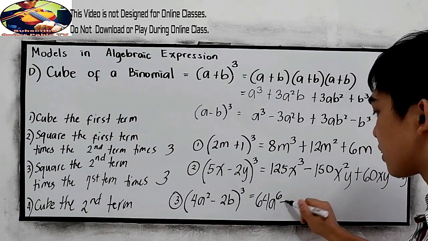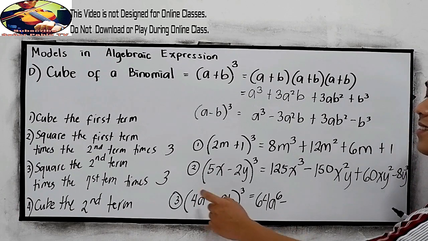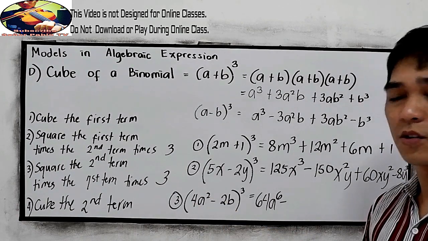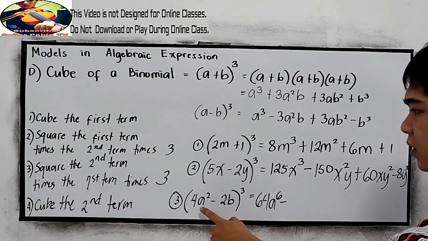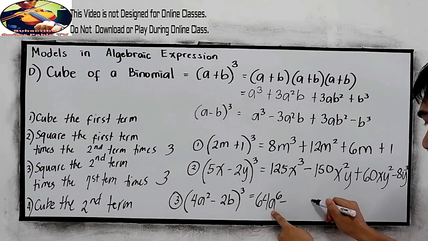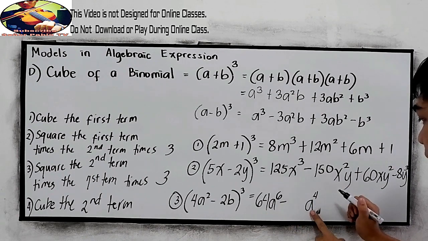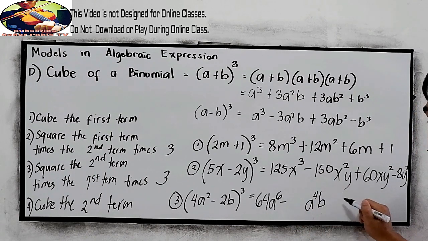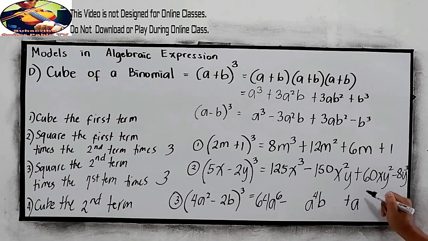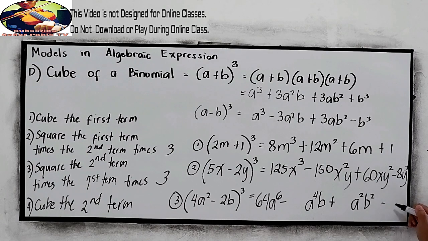Minus, so alternate must be our sign. Square the first, so 4 squared times 2. So if you want, you can write now our exponent and the variable. So our next will be a raised to 4, b, a raised to 4b, plus a squared b squared, minus b cubed. Let us find the coefficient.